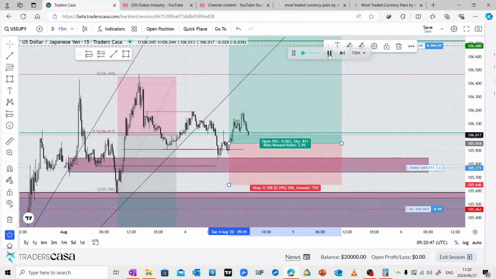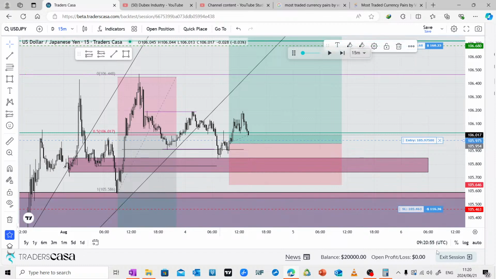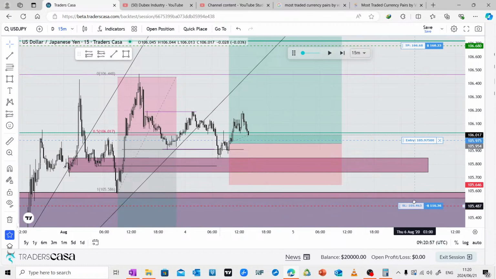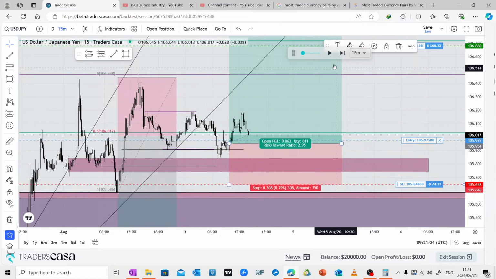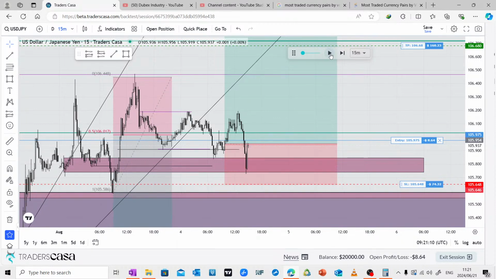Oh wait, I didn't push the entry. I'm supposed to push the entry into this fair value gap here. Push the stop here as well. And then play that. Boom, we got tagged in. Boom. Yeah, so that was a total loss.